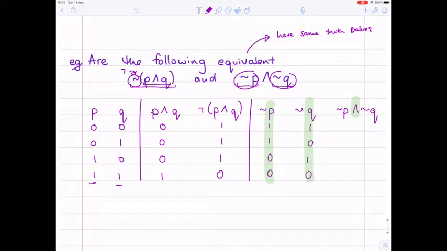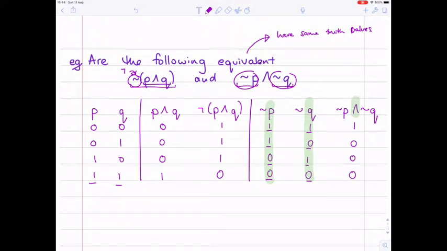So here I'm using these two columns and combining them with and. So I've got not P. If not P is 1 and not Q is 1, then combining them with and will be true. In all the other cases, we know that and, unless both things are true, will be false, so and is going to be false.